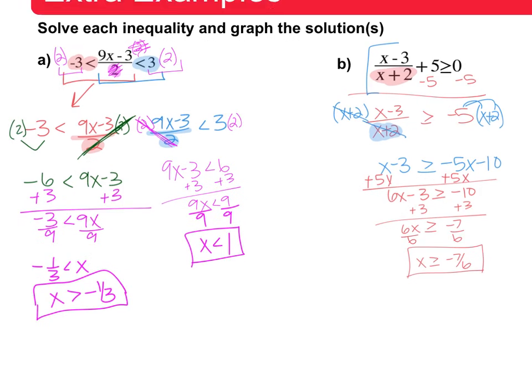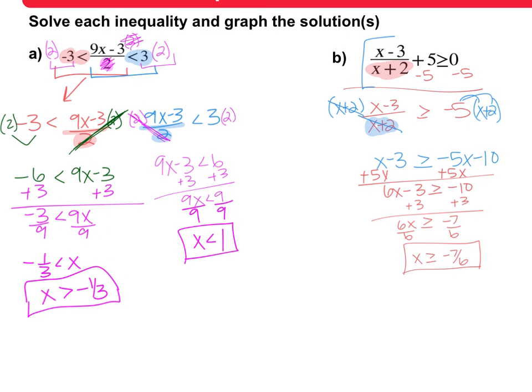So just a couple extra examples that might look a little bit more difficult, but really when we break them down, if there's anything in the denominator, multiply it on both sides to get rid of it.